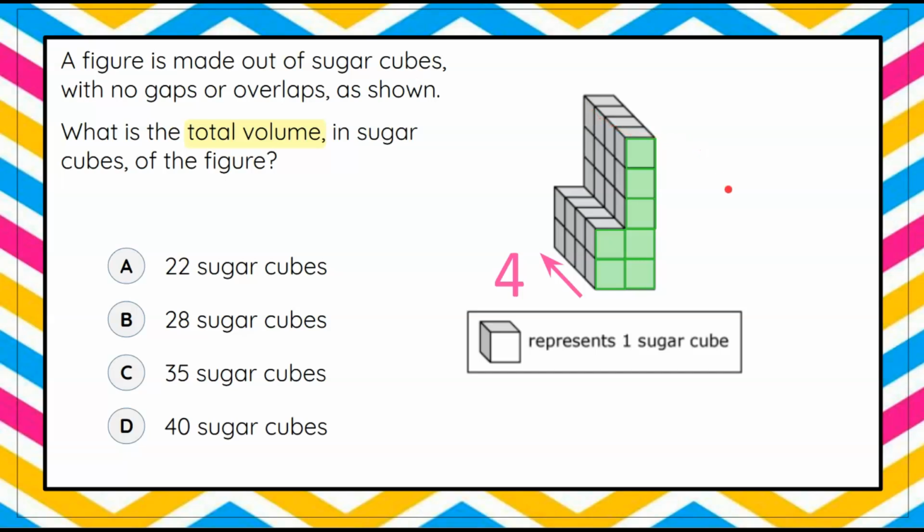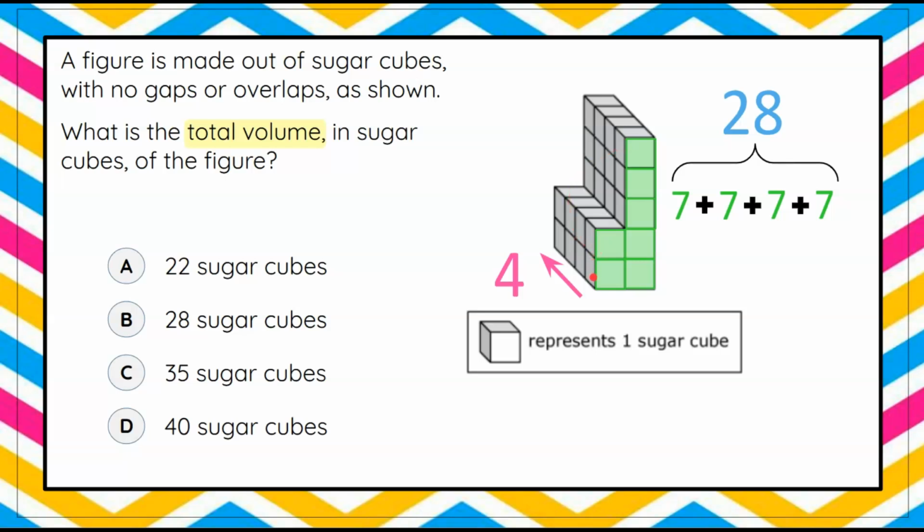also has 7. So I could say that there's 7 plus 7 plus 7 plus 7, 4 times, for the total figure. When I add this together, 7 plus 7 is 14, plus 7 is 21, plus 7 is 28. So I can say that there are 28 sugar cubes.